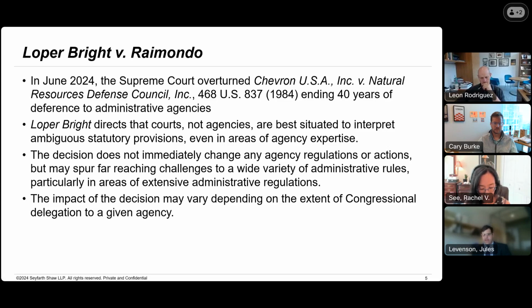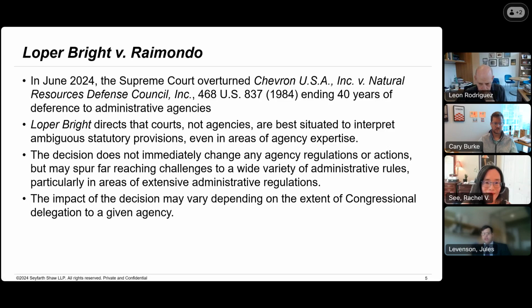Loper-Bright changed all of that. Loper-Bright overruled the Chevron doctrine, overruled Chevron deference, and held that courts are no longer to defer in the same way to agency interpretations of statutes. Courts have the primary authority of interpreting the statute and determining what it means and judging agency action against that standard.